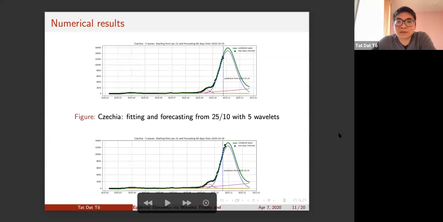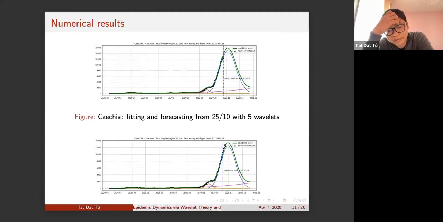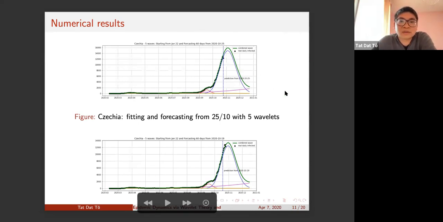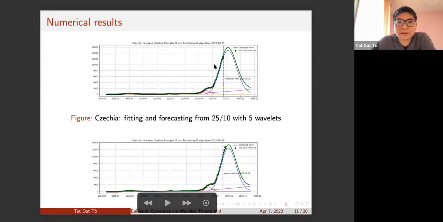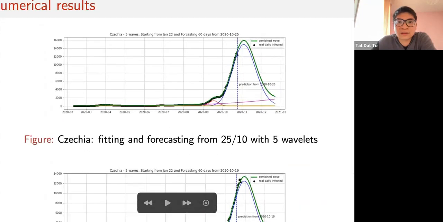So for example, here I use 5 wavelet functions, combining 5 wavelet functions, to approximate the reported daily cases of Czechia, the Czech Republic. And you can see that here, maybe it's okay for you. Can I zoom out like this?